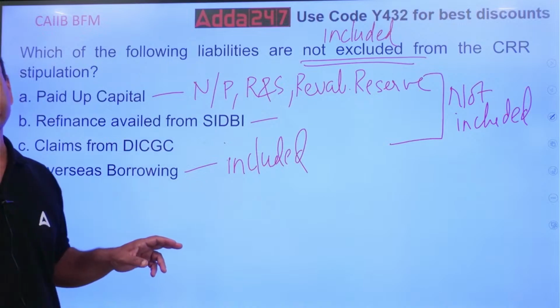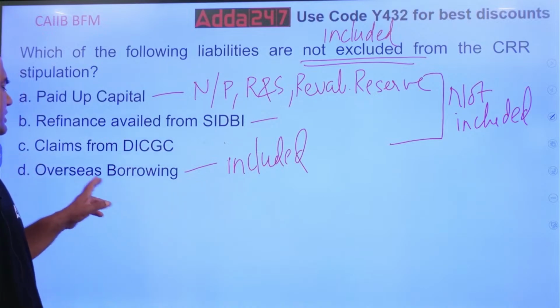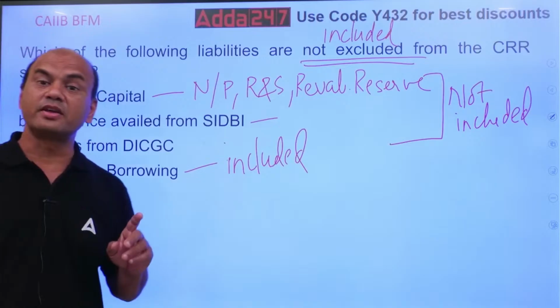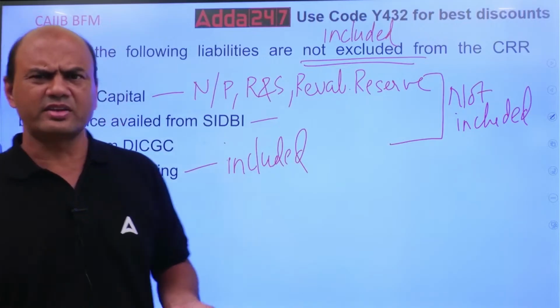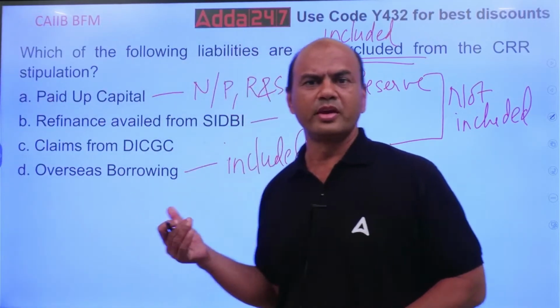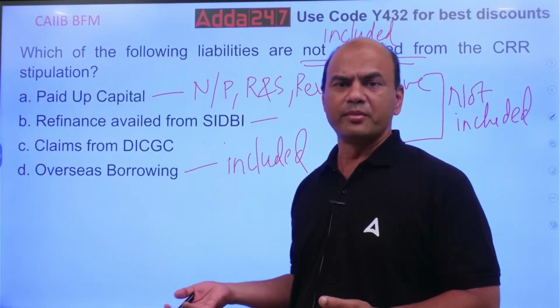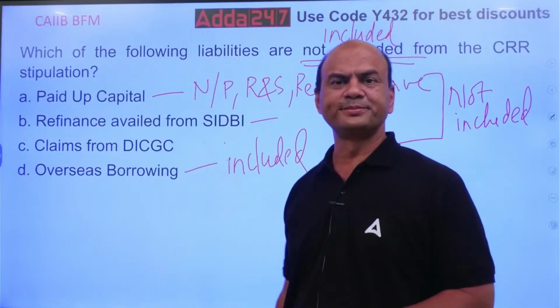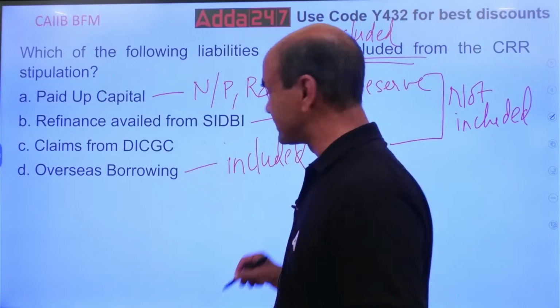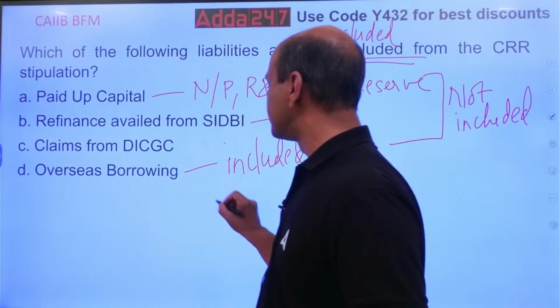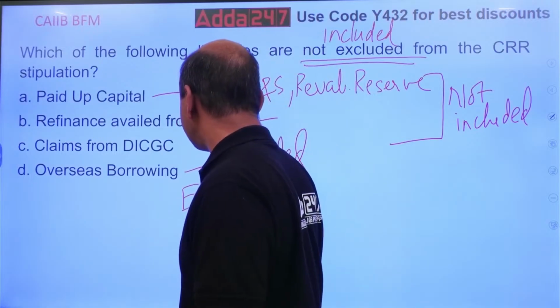But what is included? This overseas borrowing, because this is a regular course of business. This is what you do. You get the loans from somebody and give the loans over here. What do we mean by overseas borrowings? Here we mean ECB, external commercial borrowing. ECB, kindly note. In ECB, what do we do?